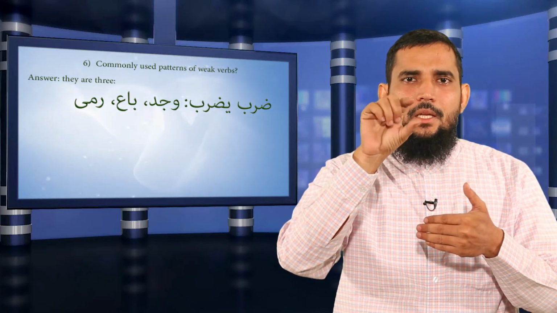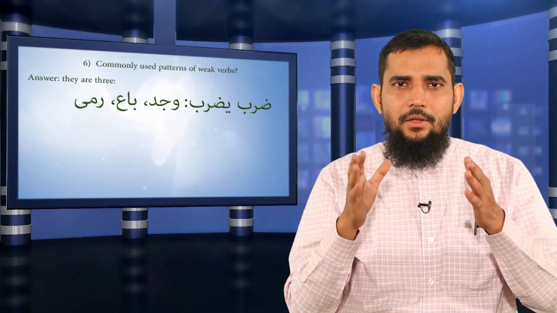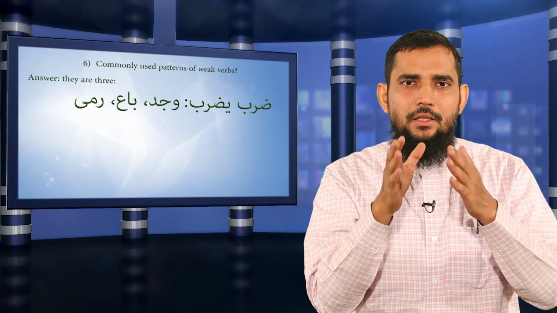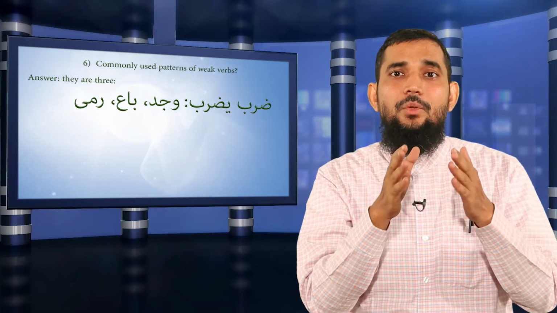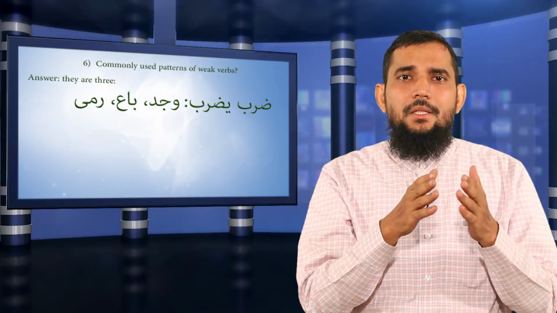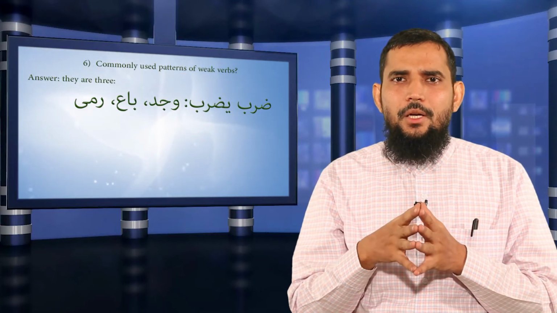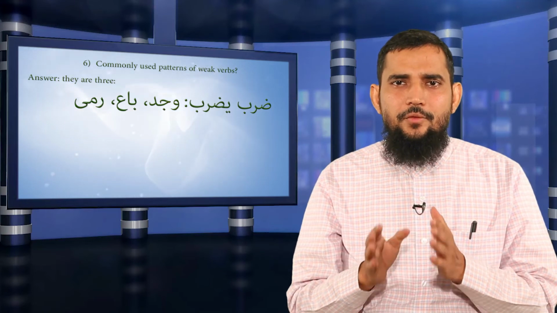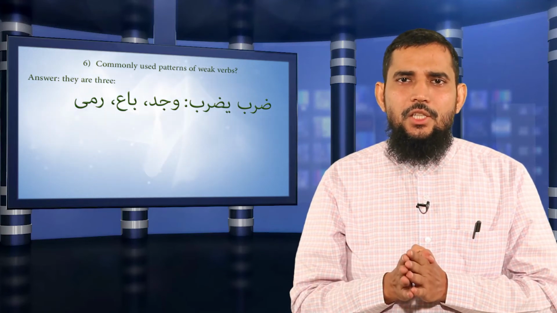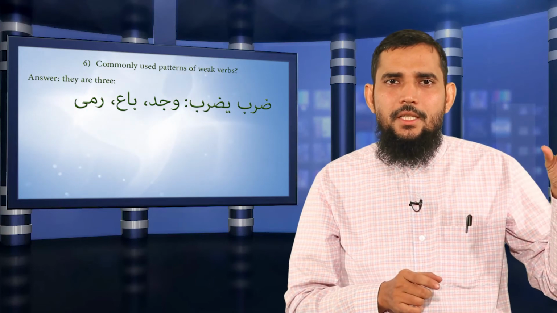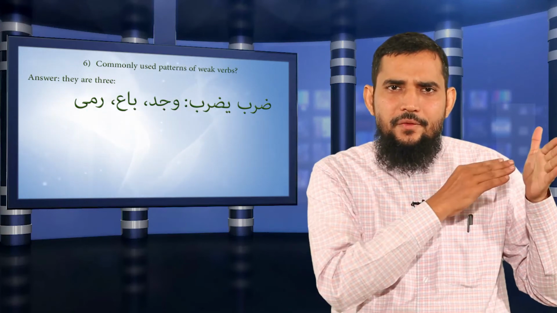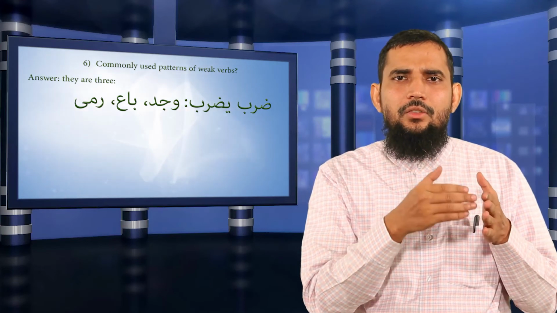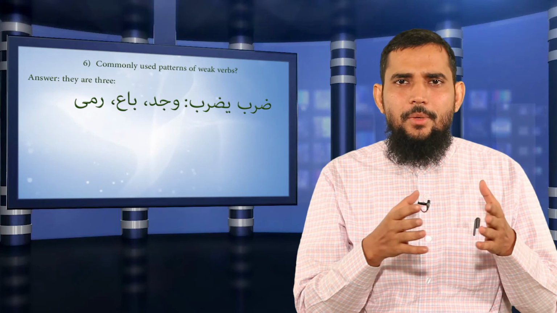Now, imperfect: yadribu. Ya, dad, ra, yadribu. Yawjidu. But since yawjidu was not easy to pronounce, it has been changed and the waw has been deleted, omitted from here, and we have only yajidu. So from daraba yadribu, this is one pattern. Out of 6, there are 3 commonly used patterns from the primitive triliteral patterns of Arabic verbs.